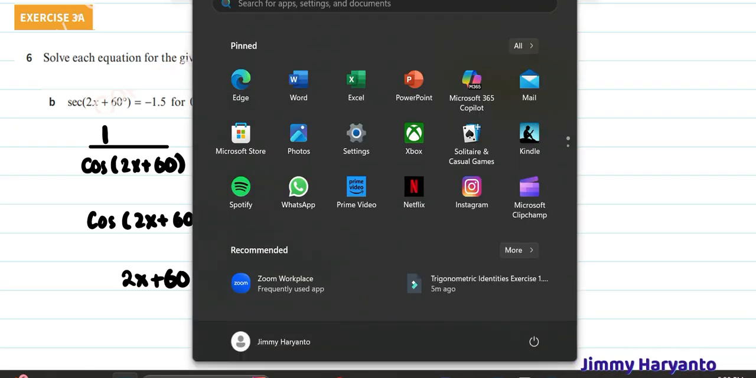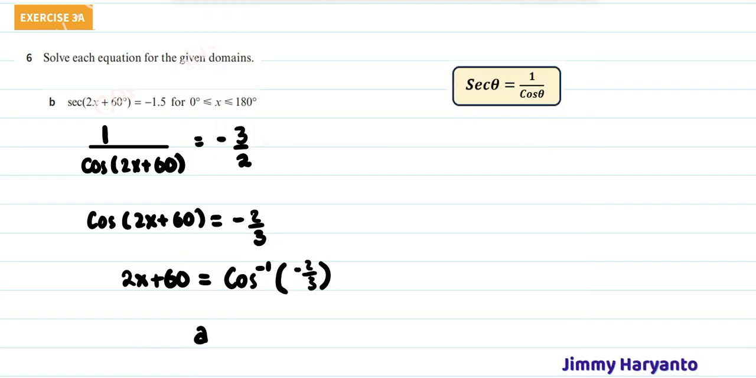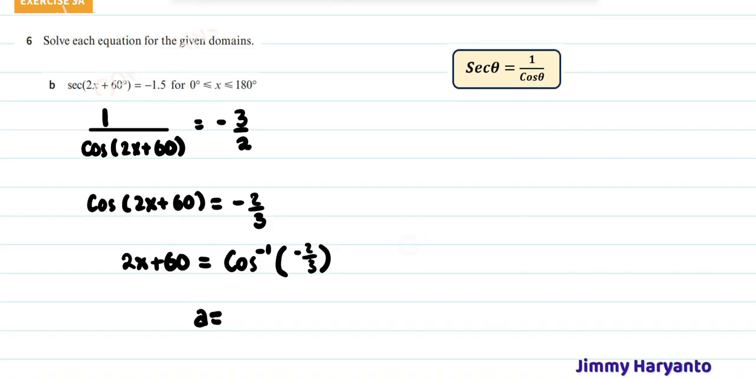Please don't forget that when you use your calculator, you cannot input the negative sign here, but instead you will use the positive value. So the angle a equals, wait, it should be in degrees, 48.2 degrees, in 1 decimal place.